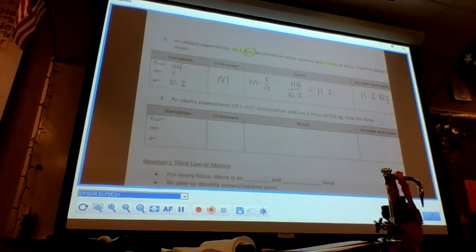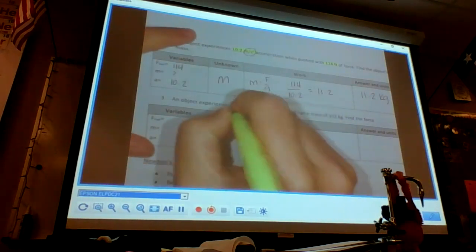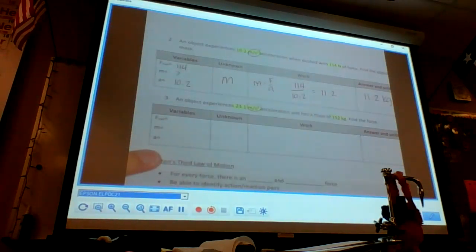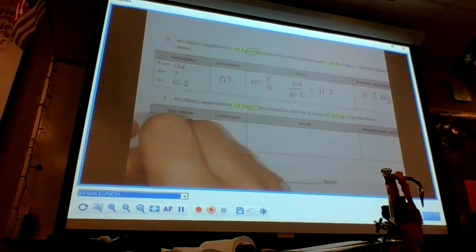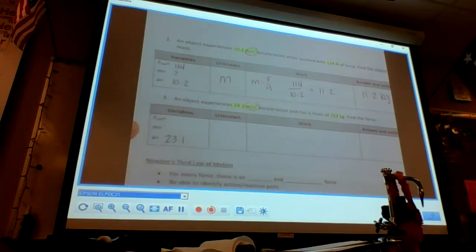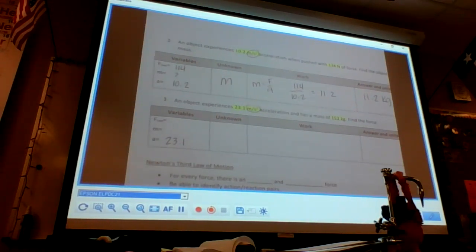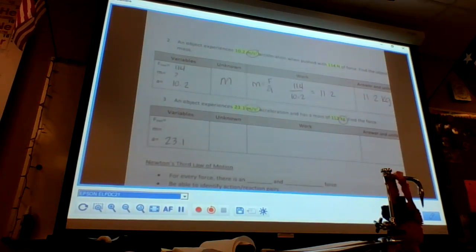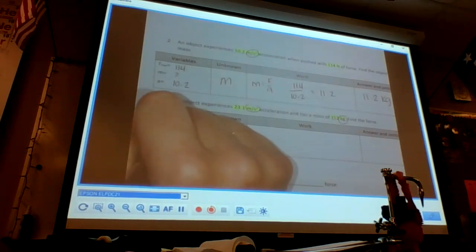Alright, let's keep going. An object experiences 23.1 meters per second squared acceleration and has a mass of 152 kilograms. Find the force. Okay, so I have meters per second squared again. That's acceleration. So A equals 23.1. What variable goes with kilograms? F net or M? Mass. So mass is going to be 152.